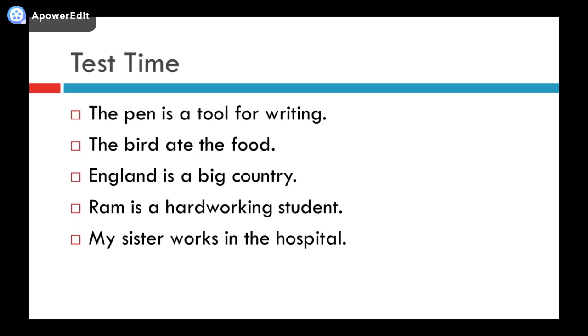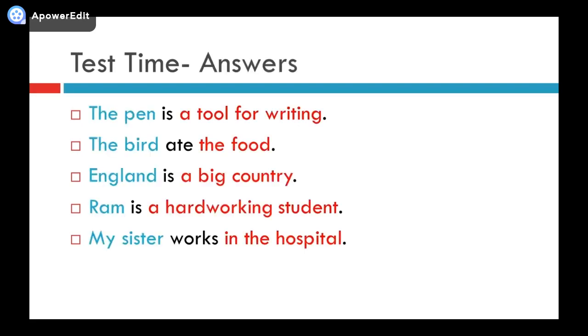Now, this is a small test. There are 5 sentences. You have to pause this video here. Write these sentences down in your notebook or wherever it is that you're taking notes and mark the subject and the predicate. Okay? I will wait for 1 second for you to write down all these sentences. Okay, I hope you all are done. Do you want to see the answers? Okay.